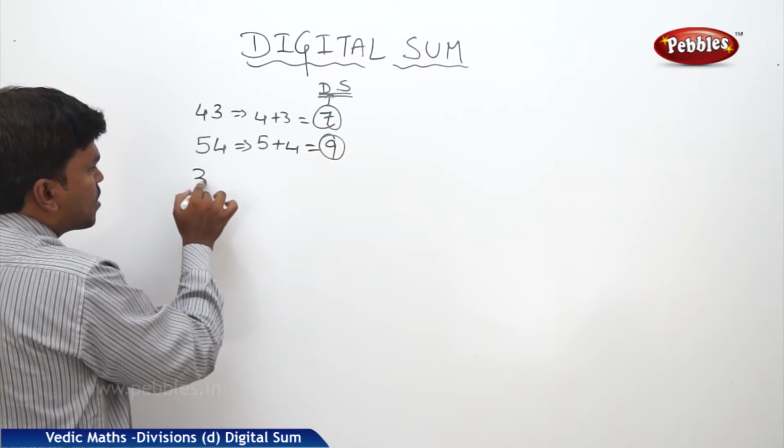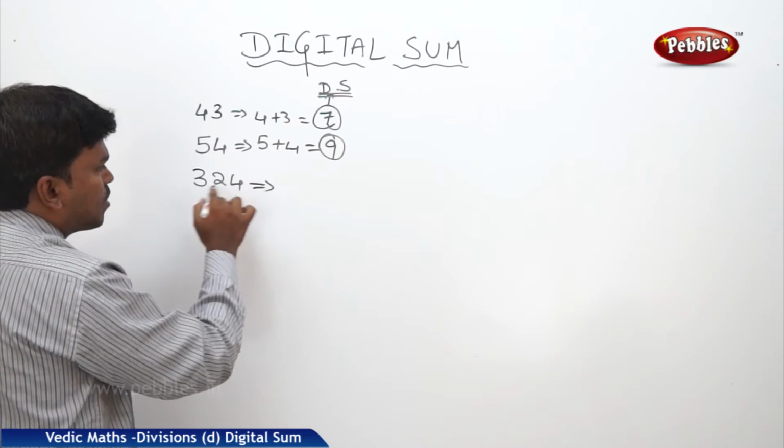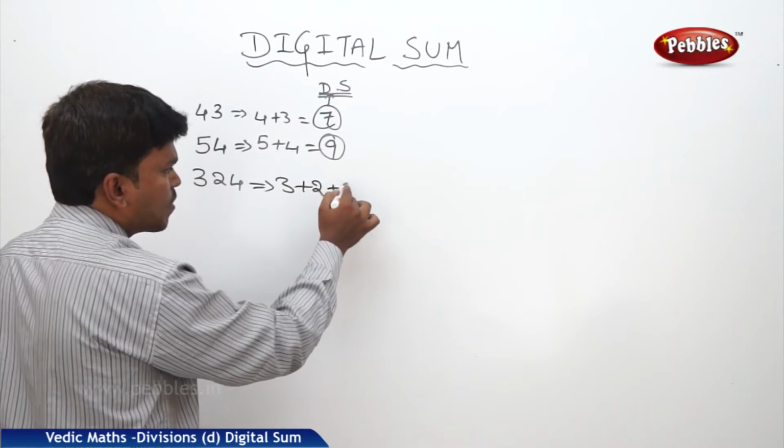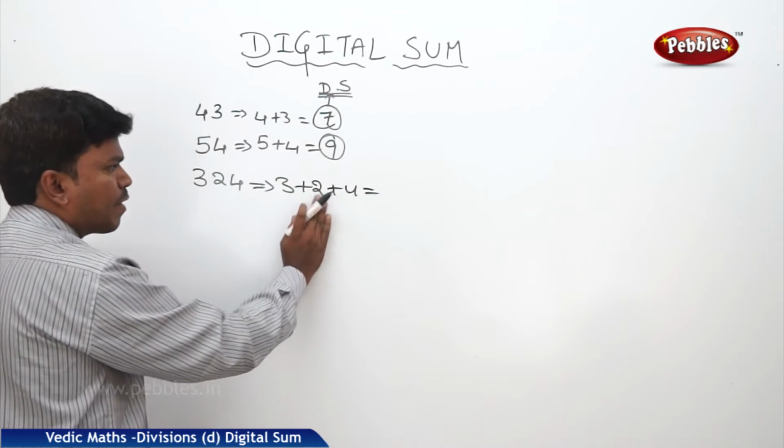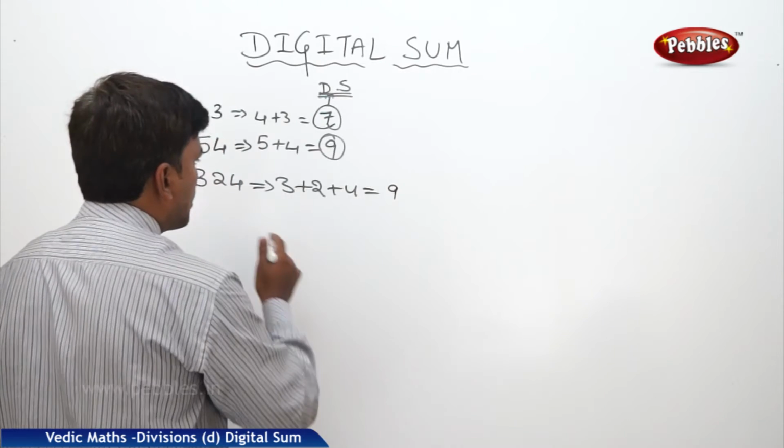Suppose, what is the digital sum of 324? Okay. So 3 plus 2 plus 4. 3 plus 2, 5. 5 plus 4, 9. Simply add the digits in the given number. That is the digital sum.